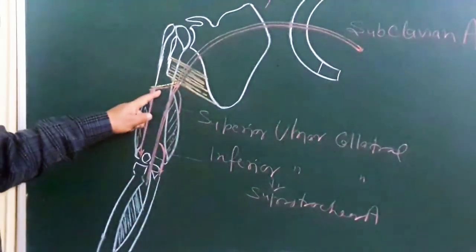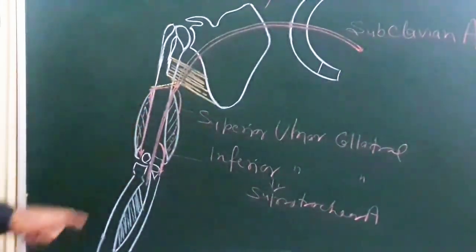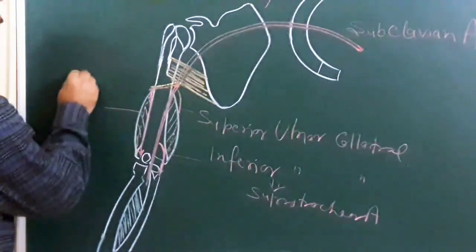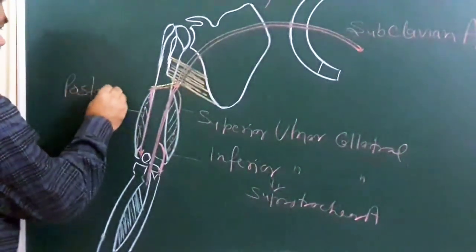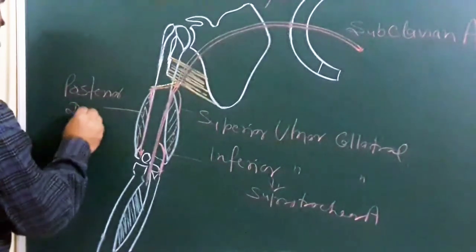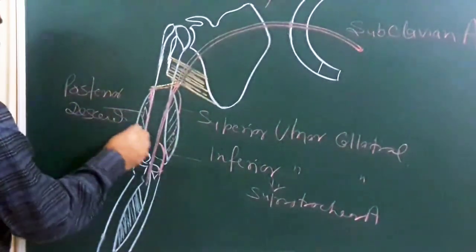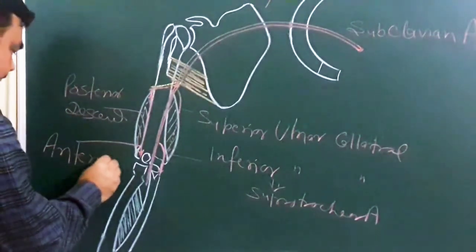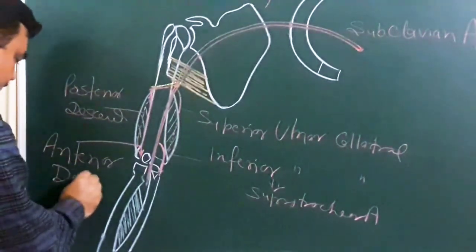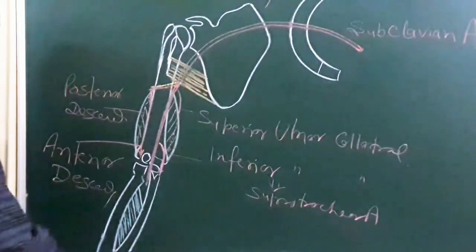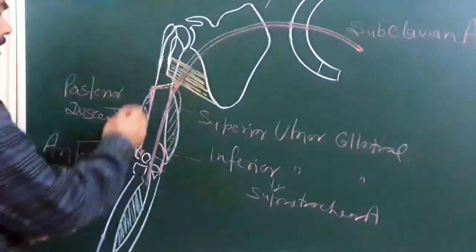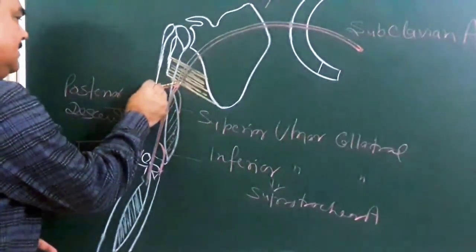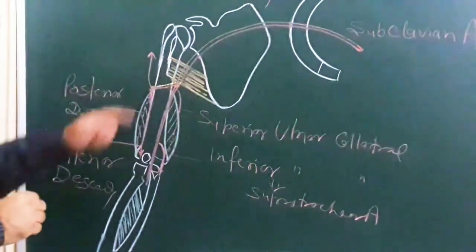So the profunda brachii gives the posterior descending branch, and here is the anterior descending branch. It gives other branches also. Here is the ascending branch or deltoid branch.